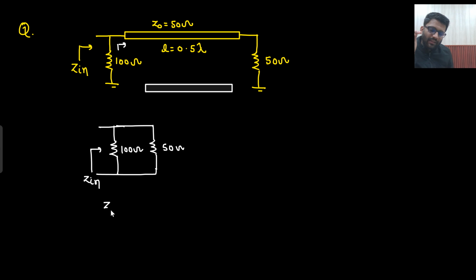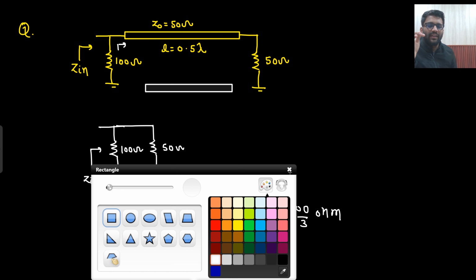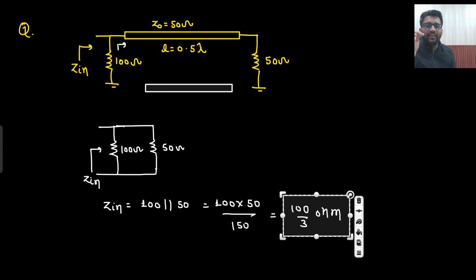What are they asking? Z in will be 100 parallel with 50. So 100 into 50 divided by 150, that will be equal to 100 by 3 ohm. Okay, that's the answer. Very simple it was. It was just another way of representing the transmission line. That's why I asked you to solve this problem.